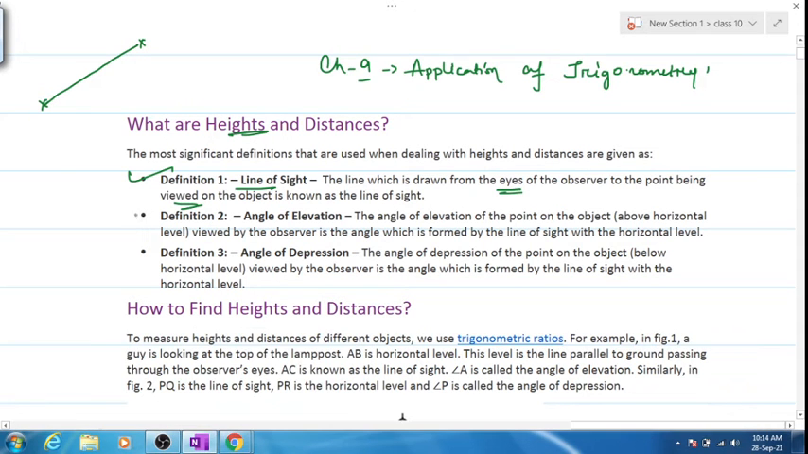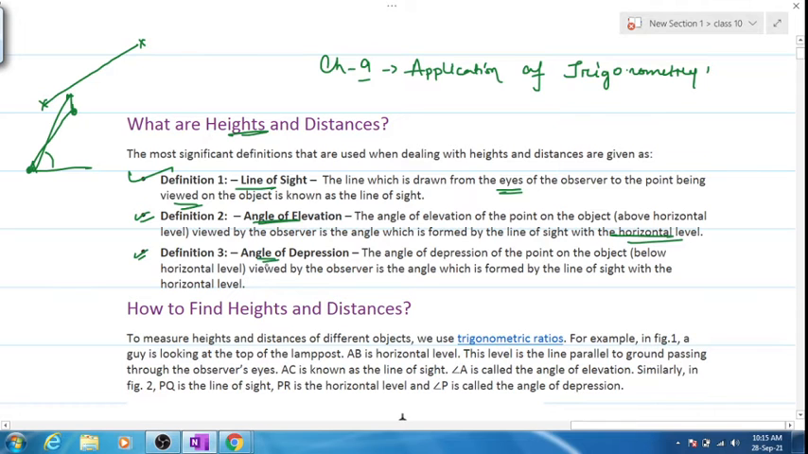The second one is your angle of elevation. Angle of elevation is basically when you are, let's say, on the ground floor and you're looking at the top of the building, then this angle will be your angle of elevation, the angle made with the horizontal. Clear? And the angle of depression will be the opposite of angle of elevation. When you are at the top of the building and you're looking at the ground or below the eye level, we'll say it's your angle of depression.